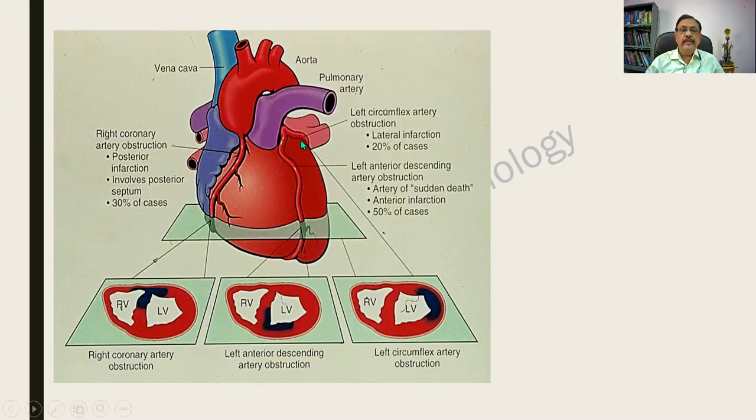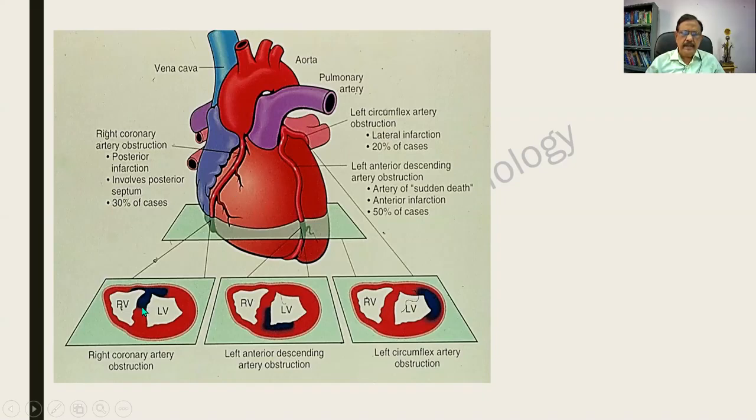And if it is going to be the circumflex artery, you find that the circumferential area, that is the left lateral border, can be affected. Again, I repeat, because it is of great importance. Three blood vessels: left anterior descending, left circumflex, and then there is a right coronary artery.